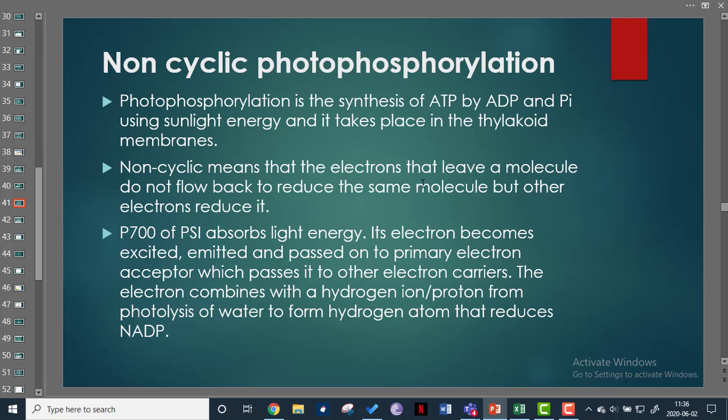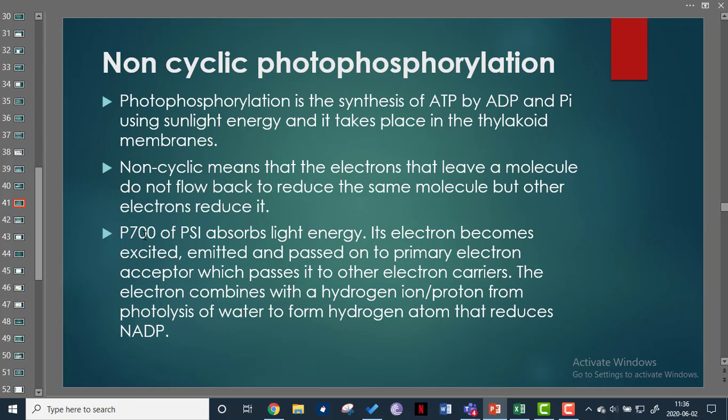Where do those other electrons come from? I've said they come from the photolysis of water molecules. In photolysis of water molecules, light energy is used to split the water molecules to form hydrogen ions, electrons, and oxygen gas. Now, those electrons are the ones that are used to replace those that have been lost by chlorophyll molecules, because those ones do not come back.